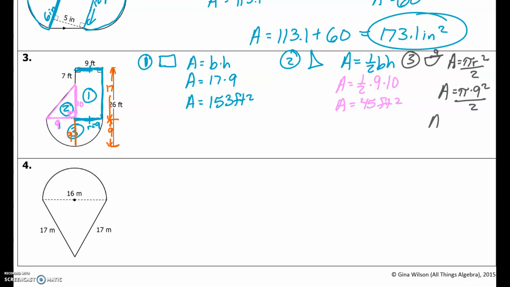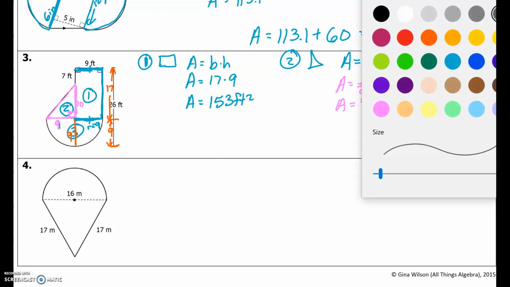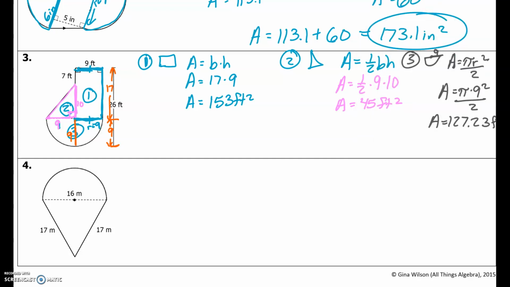So we have 81 times 3.14 divided by 2, and that's going to end up being 127.23 feet squared. Ultimately, what we're going to do next is add all of those numbers together. So to find the total area, it would be 153 plus 45 plus 127.23 feet squared, which is going to give us a total area of 325.23 feet squared.